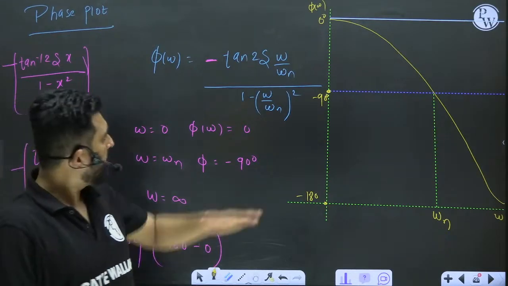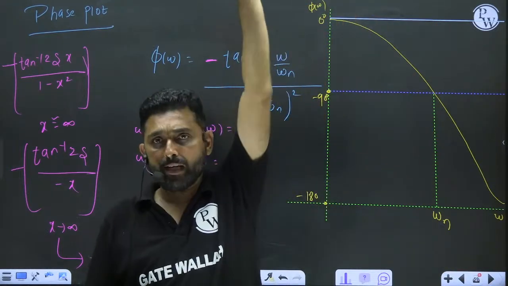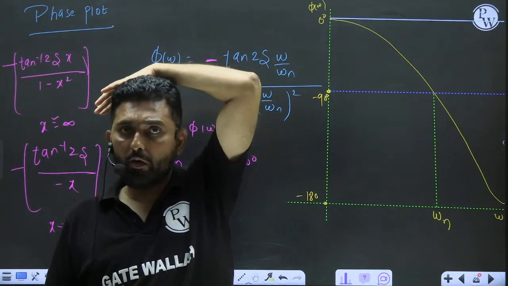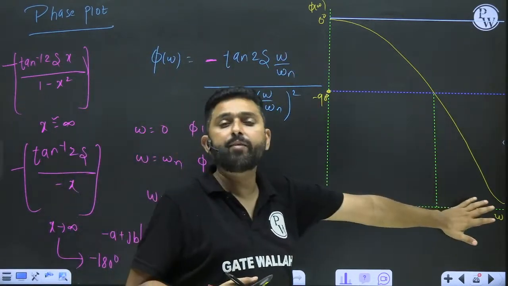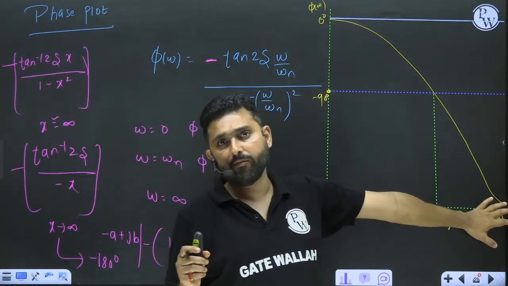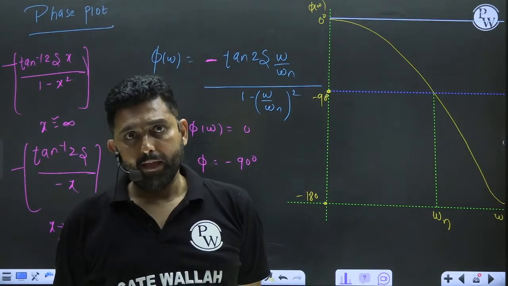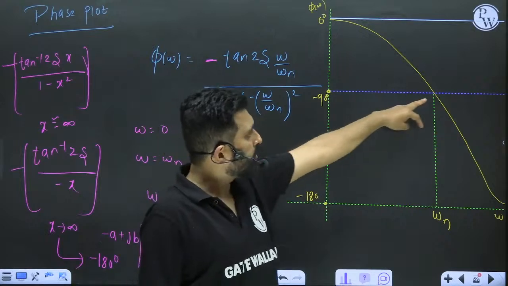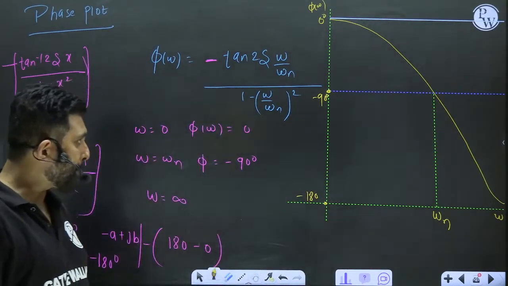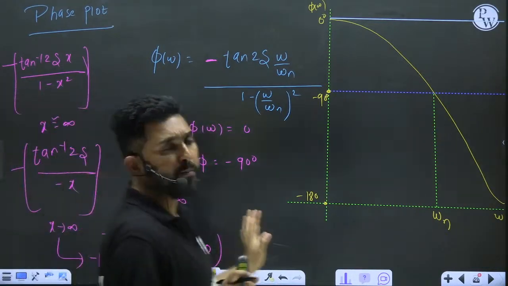So it is a 0 degree decreasing phase. I will get maximum phase of minus 180 degree when omega becomes infinity. Yes or no? So maximum phase of minus 180 degree when omega equal to infinity. Everyone must tell. And when omega is equal to omega n, then I have this kind of phase. Okay, so that is enough about magnitude, phase and phase plot.